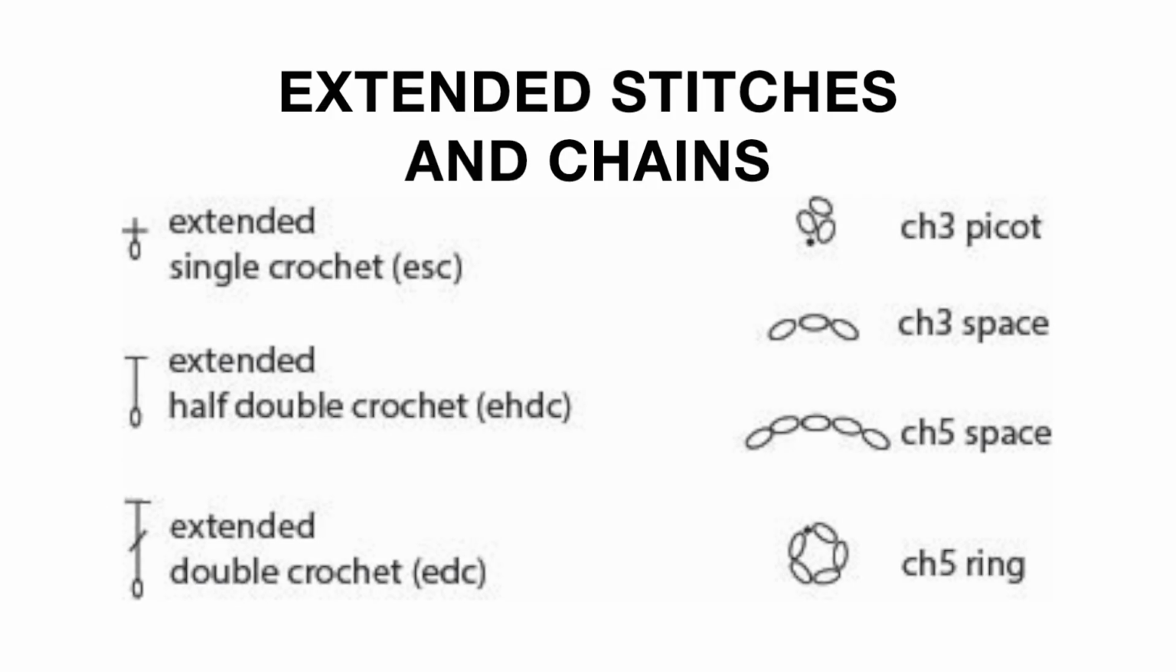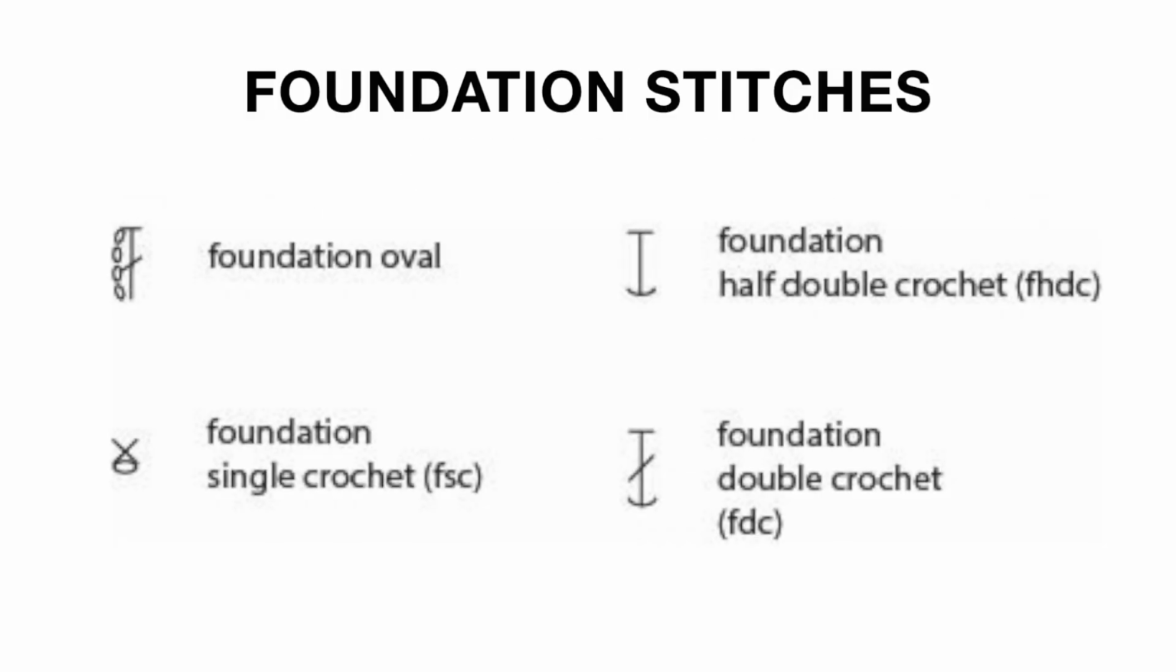Extended stitches can be worked over any height stitch. Here the examples are shown in single crochet, half double crochet, and double crochet. The crochet chain can be used to make picots, chain spaces, and chain rings. Here are some examples. Foundation stitches can be made with any height stitch.